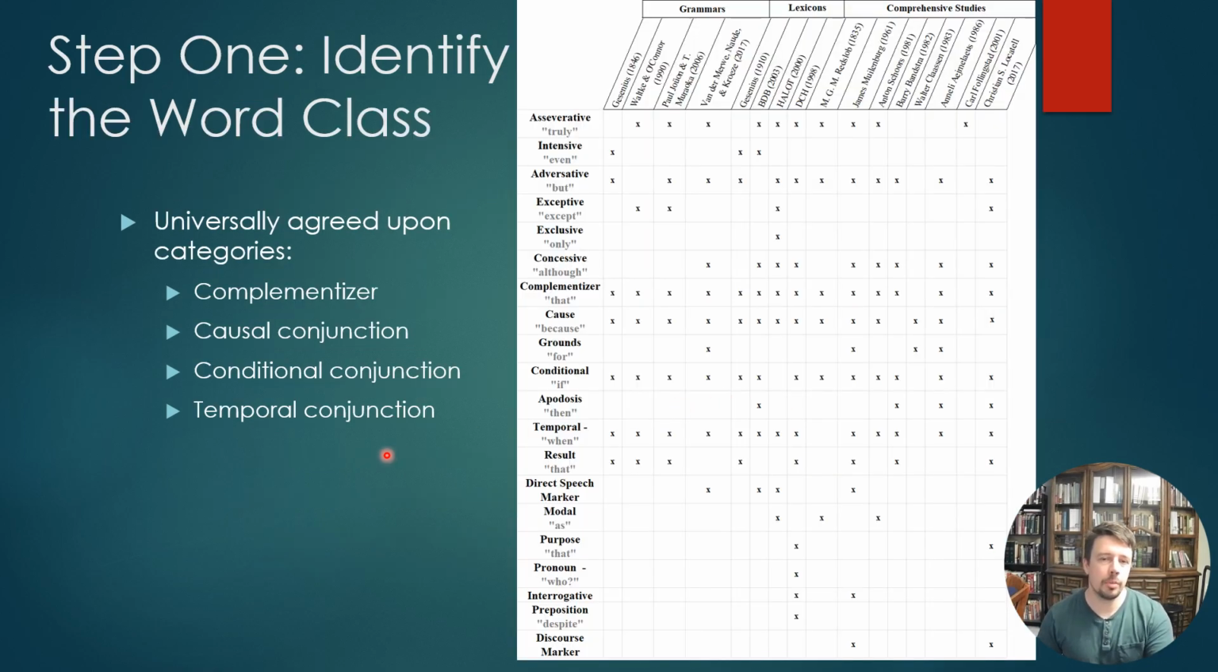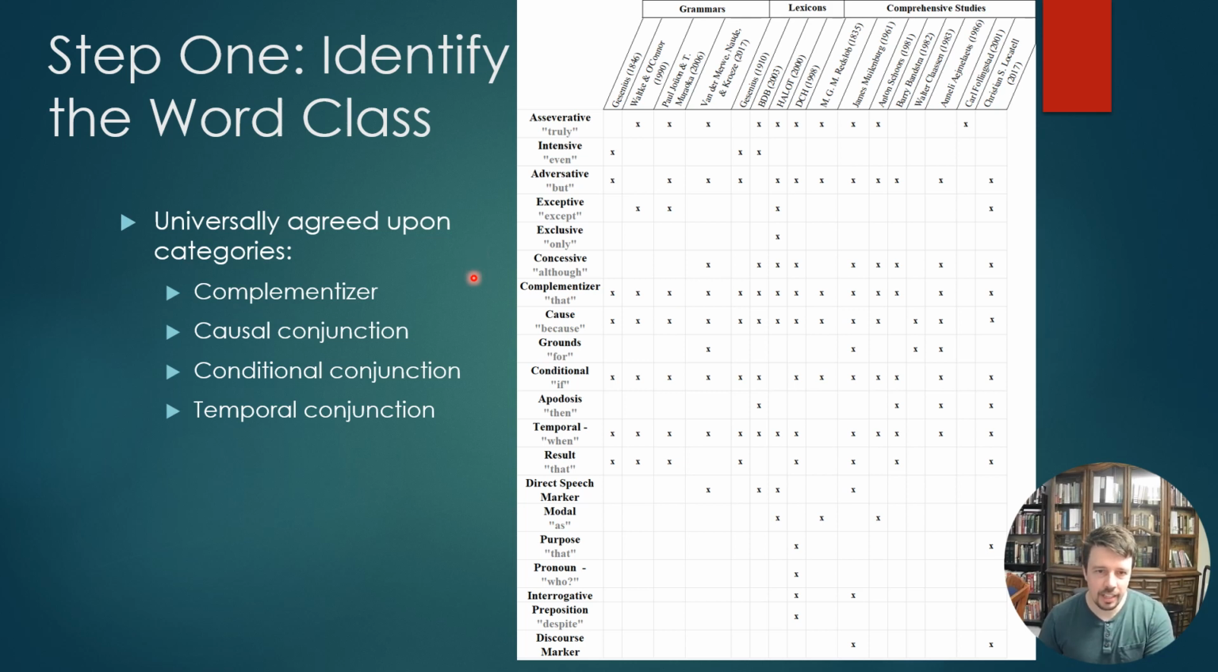Now let's turn to Hebrew. So first I want you to see from this chart that everyone agrees that the Hebrew word ki is a complementizer. So we're looking at the past couple hundred years of research on the Hebrew word ki. We have the grammars, the lexicons, and other comprehensive studies. And we have the authors listed, the names of the dictionaries. And on the left-hand side, we have all the categories that have been proposed that ki means.